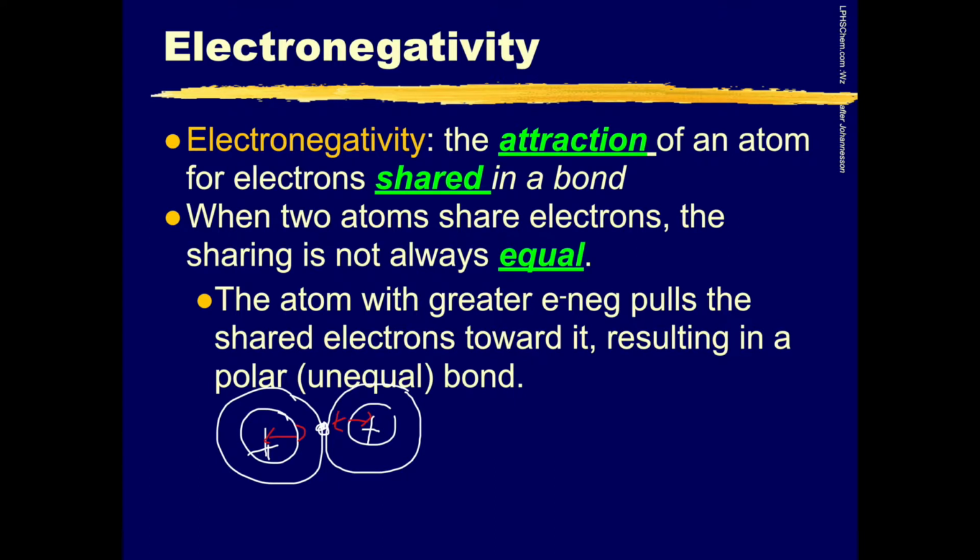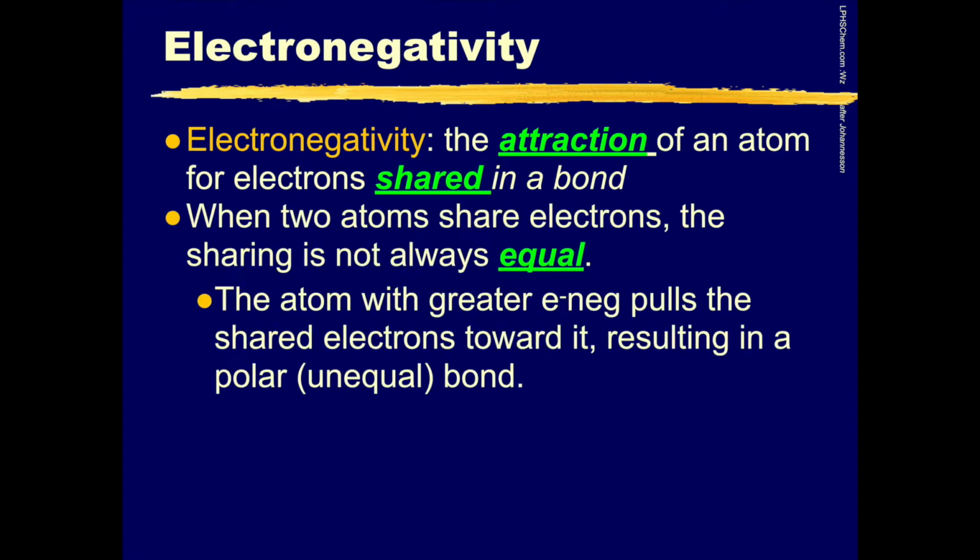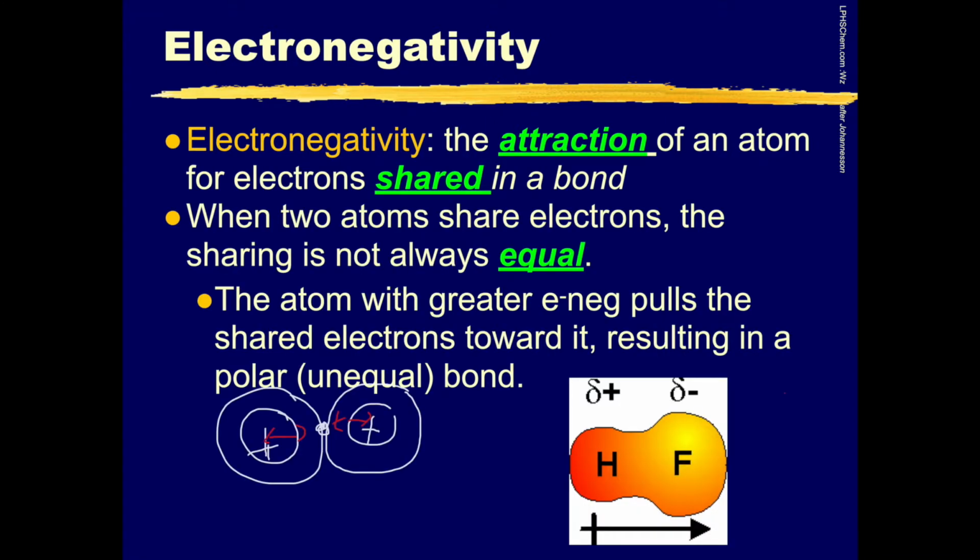So it's kind of like a tug of war idea. And then the atom with the higher electronegativity is going to draw the electrons towards it. So for example, in this one, we'll talk about why, but fluorine has a higher electronegativity. So that's what this arrow is representing, is that the electrons are being pulled towards the fluorine atom.